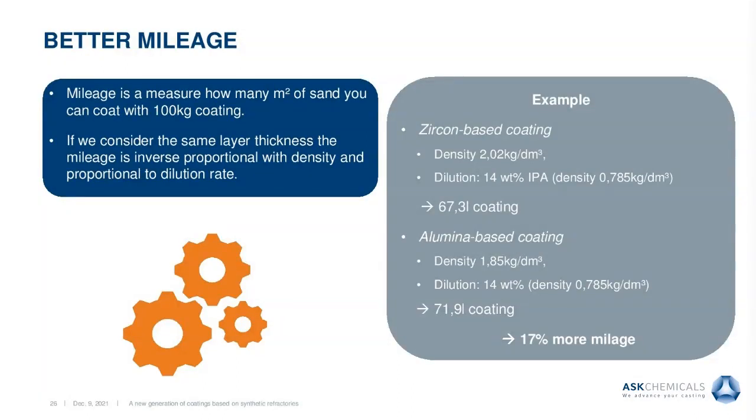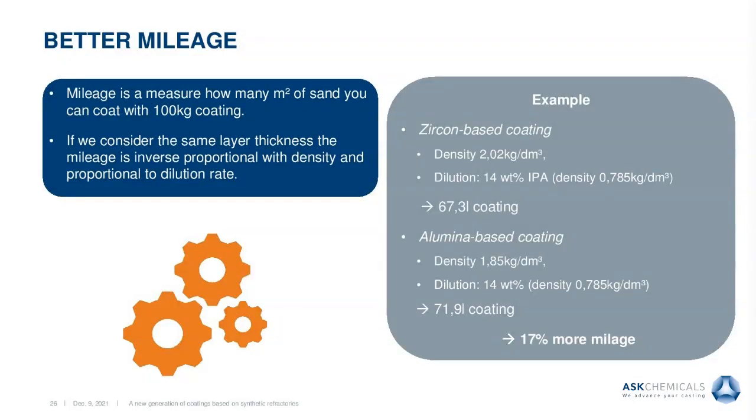What about the further benefit of the alumina coatings? This is certainly the mileage. Mileage is a measurement of how many square meters of sand you can coat with 100 kilograms of coating. If we consider the same layer thickness, the mileage is inversely proportional to the density and proportional to the dilution rate.